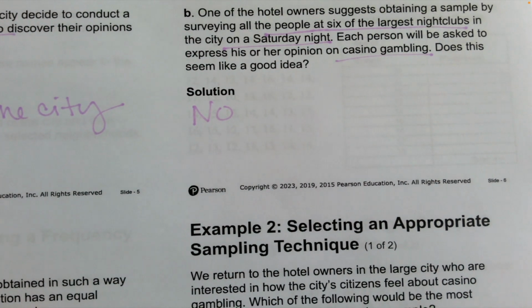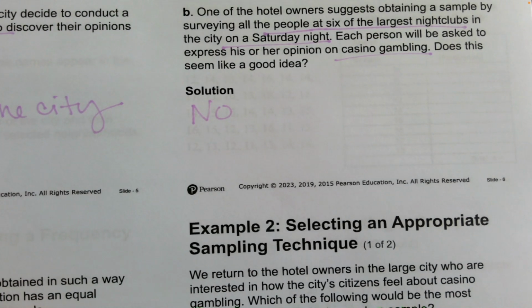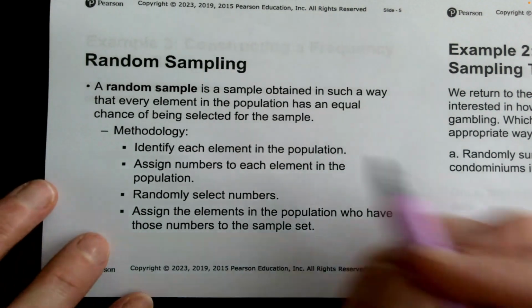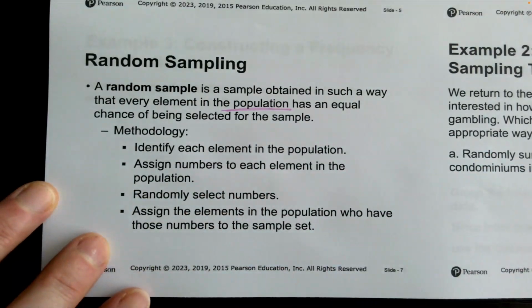If you want to know what the citizens actually think, you've really got to do a random sample. A random sample is obtained in such a way that every element in the population has an equal chance of being selected for the sample. Random is not just one particular group of people. It would be a vast, varied group of people with differing opinions. It's not selecting just one particular type of person. You have to represent the entire population.